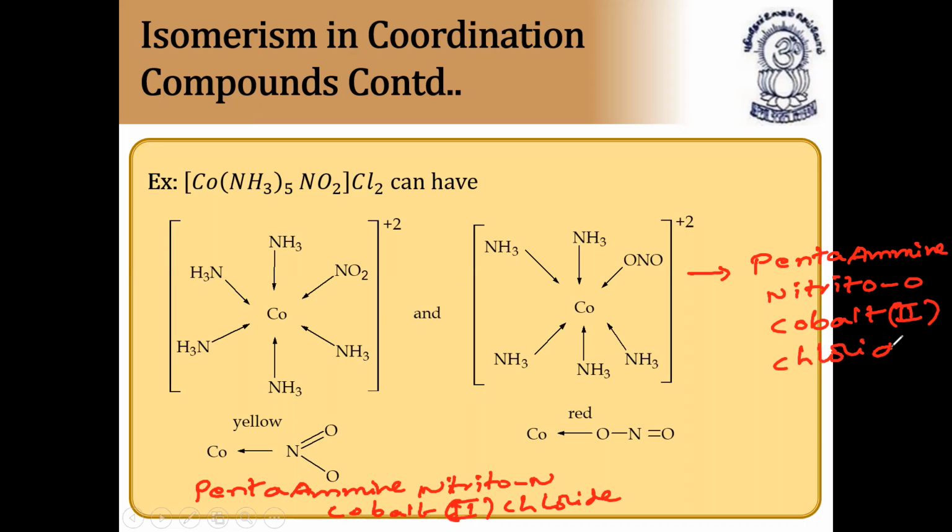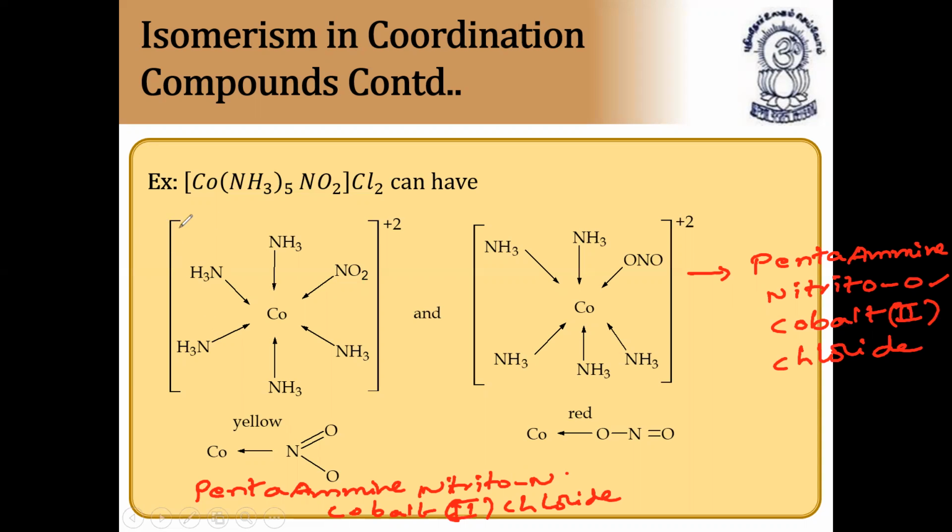They can ask this as a question also. The linkage isomer of pentaamine nitrito N cobalt 2 chloride is pentaamine nitrito O cobalt 2 chloride, because the first is already nitrogen. So here we get the donor atom as the oxygen atom, and here the donor atom is nitrogen.